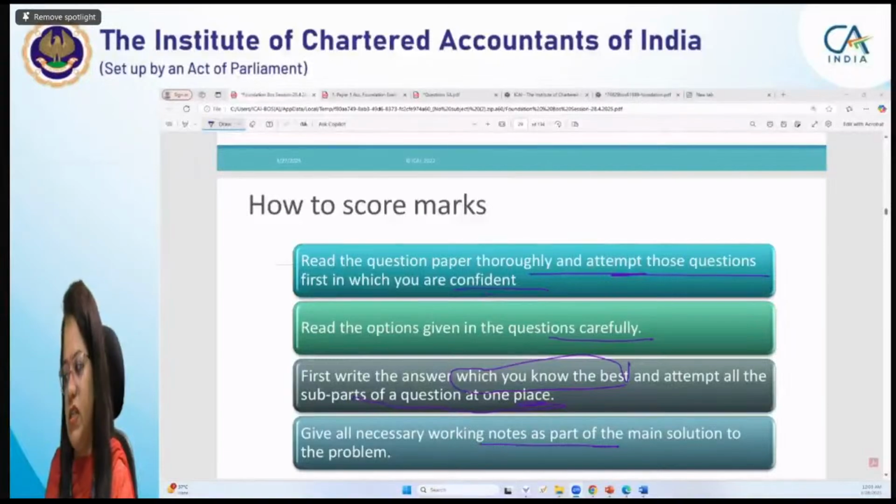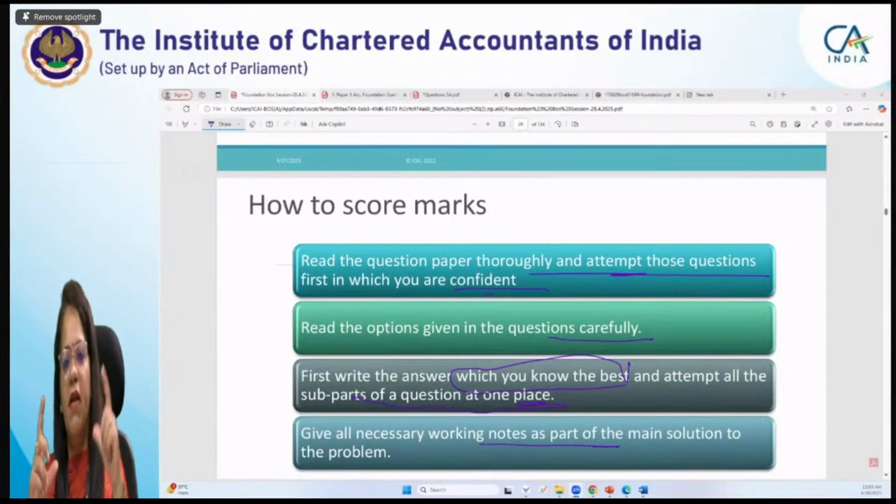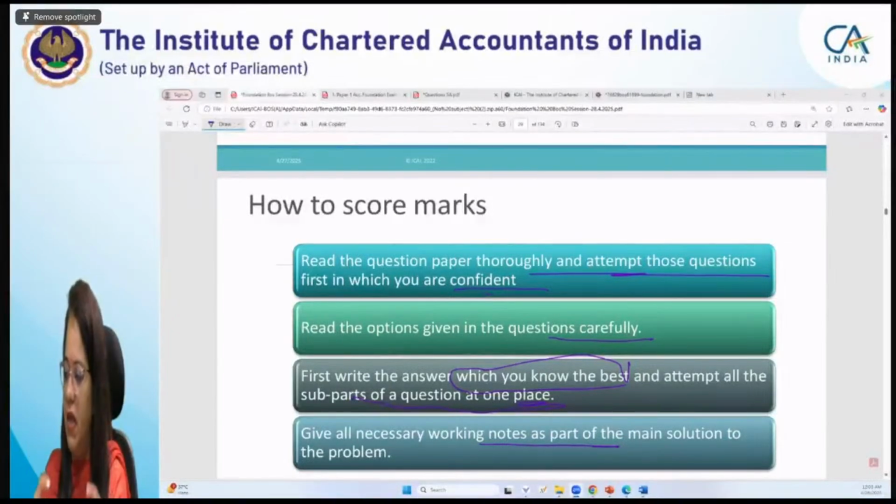See, student, it is always better to write the main solution first. For example, if there is an accounts or sole proprietor question, first prepare trading or manufacturing, trading, P&L, and then balance sheet, and then the working note. Then substantiate your working note with the main solution. All right. It is always better to write the main solution first and then the working note. All right.